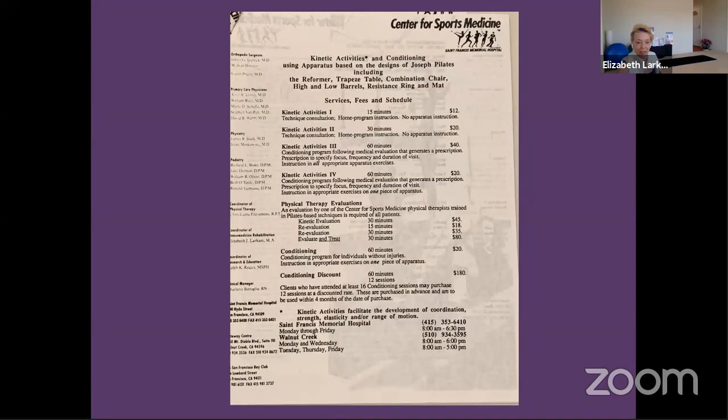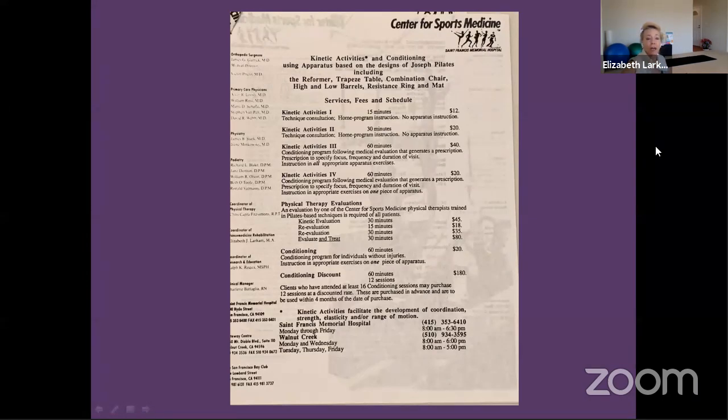And here, this will take you back in the day to our price structure in the early 90s. These are kinetic activities and conditioning using apparatus based on the designs of Joseph Pilates, including the reformer, the trapeze table, the combination chair, the high and low barrel, the resistance ring, and the mat. And you see that it was possible for physicians to prescribe the kinetic activities based on the work of Joseph Pilates.